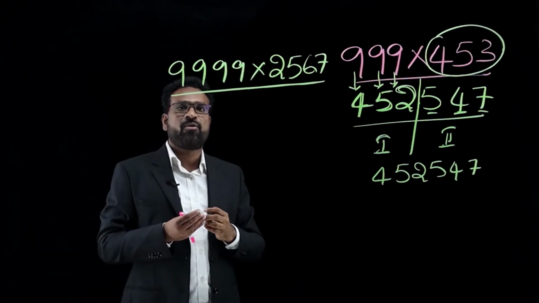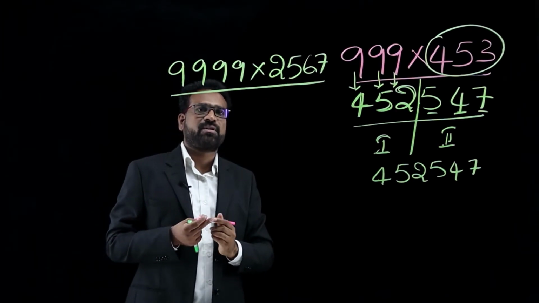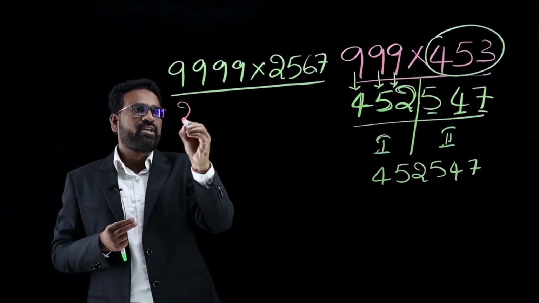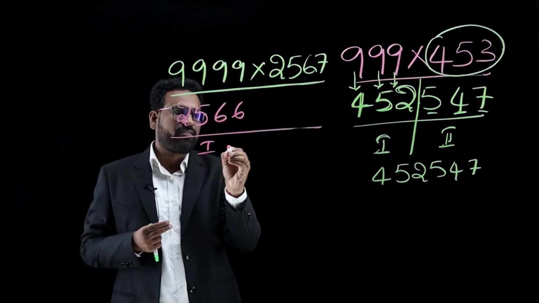4 9s into 2567. Here, what we have to do? We have to subtract 1 from this number, 2567. 1 less than this 2567 is 2566. This is the first part of the answer.